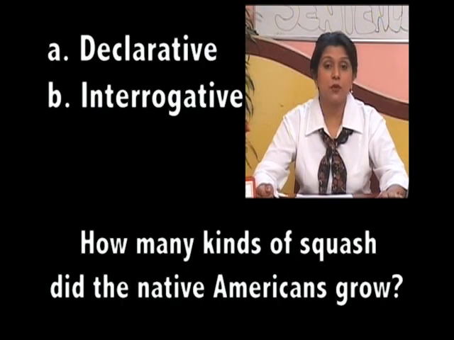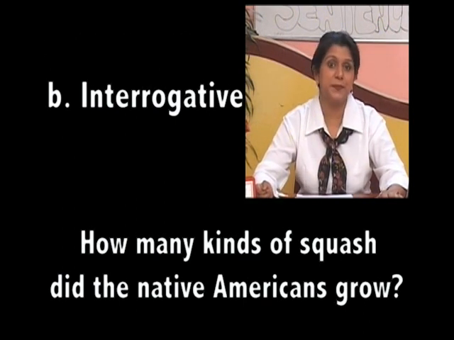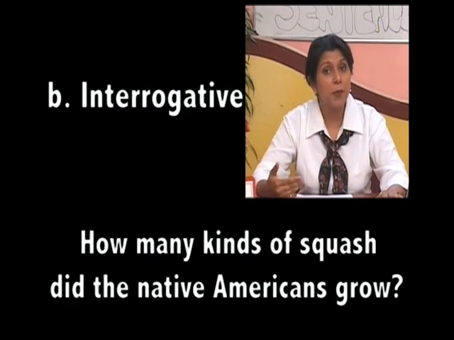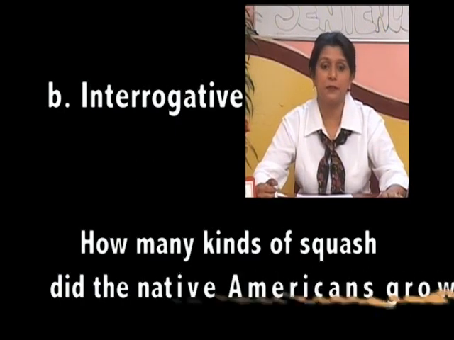How many kinds of squash did the Native Americans grow? There's a question mark at the end of this sentence. Yes, you've guessed it right. It's the interrogative sentence, where we're asking a question. Do you know what Native Americans are? They're the original people who lived in America before other people arrived in America.